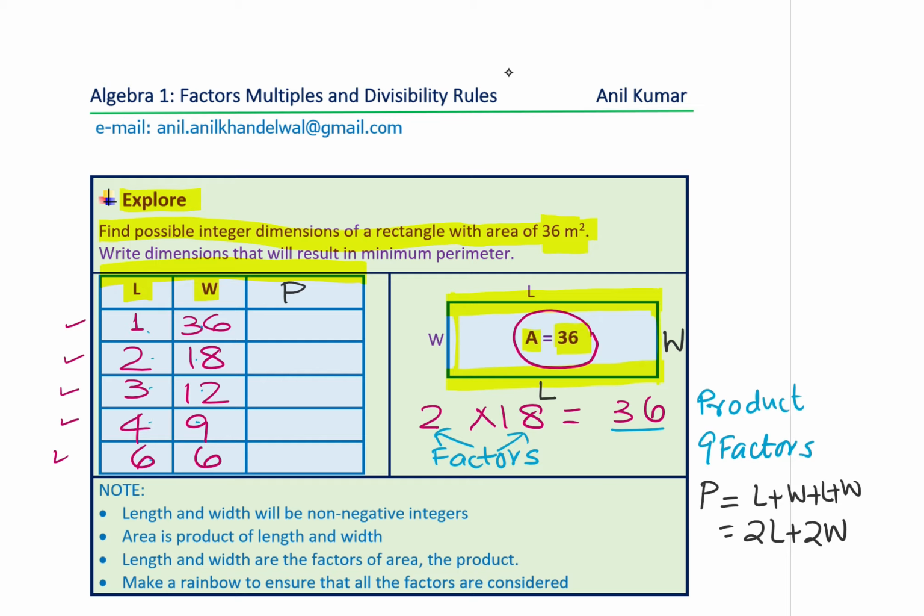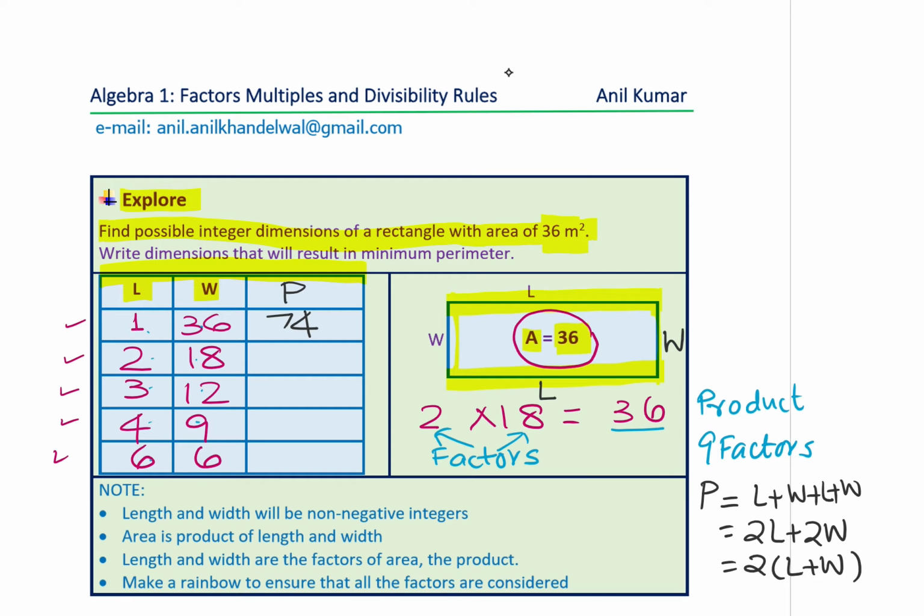We can do twice L, which is, in the first case, 1 times 2 is 2, and twice 36, double it, is 72. 72 plus 2 is 74. So we get this. Well, there could be an alternate way. You could actually add first length and width and then multiply by 2, right? You could do like this. And that is the formula for perimeter.